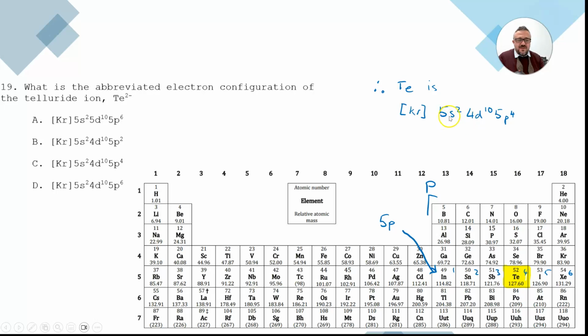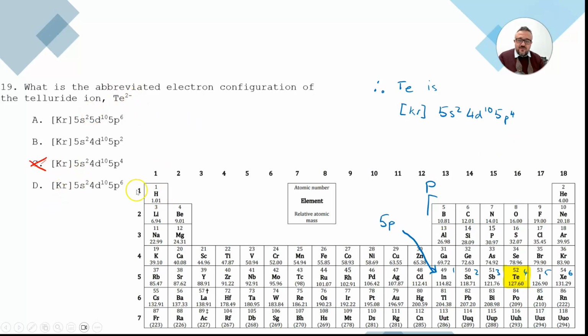So telluride itself is 5s2, 4d10, 5p4. It's tricky. Sometimes we'll look at this one because we know that this is like 5p, right? Sometimes a student will go, well, that means this one's 5d, but that's 4d. Okay, so first off, let's have a look at this. A neutral atom is that.